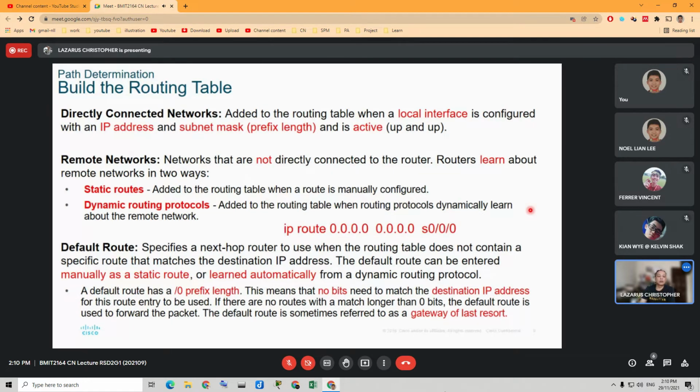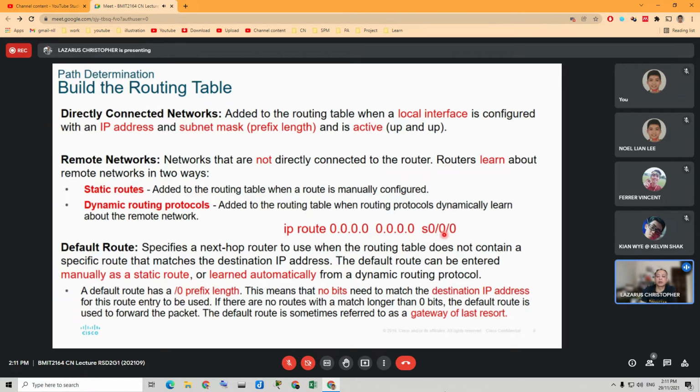The third one is the default route. Default routes are usually configured in this manner. This one could be S0/0/0 or another interface, whichever interface you as the administrator determine as the default route.